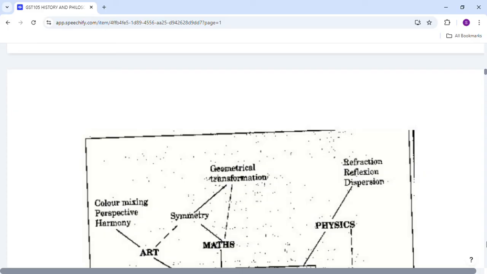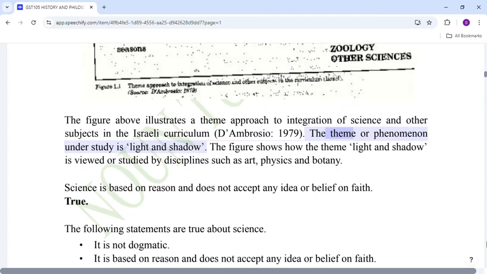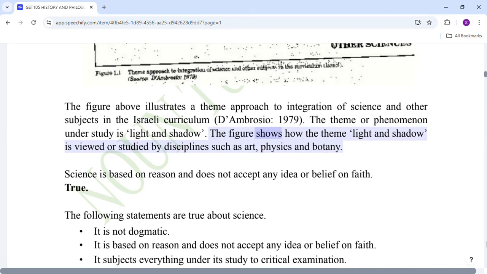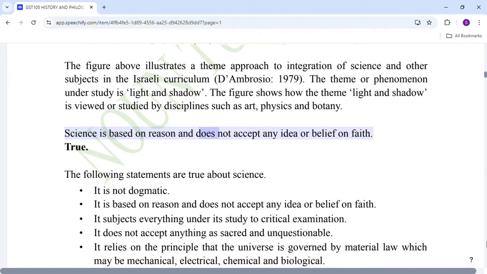The figure above illustrates a theme approach to integration of science and other subjects in the Israeli curriculum, D'Ambrosio, 1979. The theme or phenomenon under study is light and shadow. The figure shows how the theme light and shadow is viewed or studied by disciplines such as art, physics, and botany.